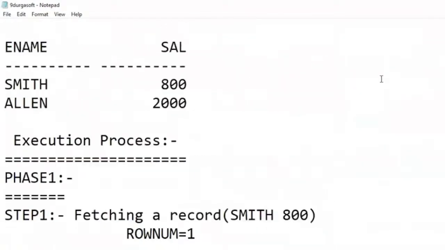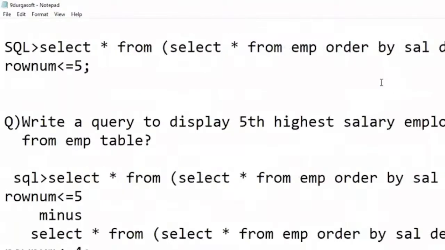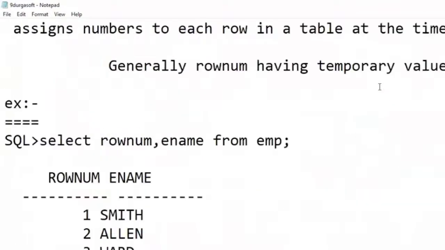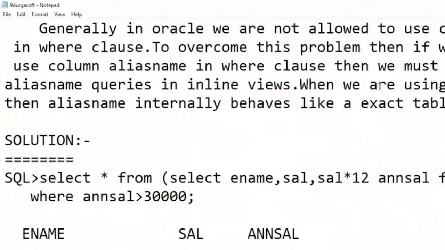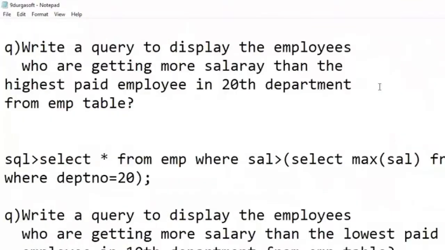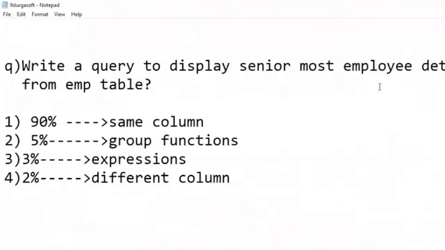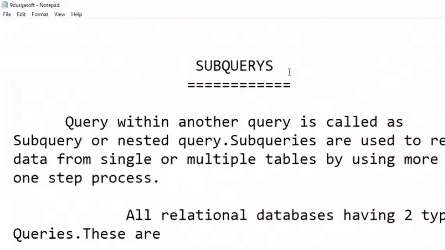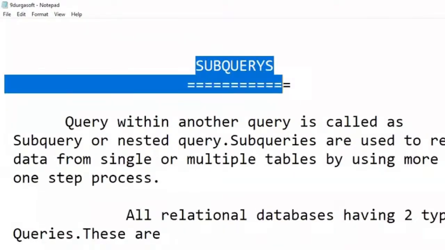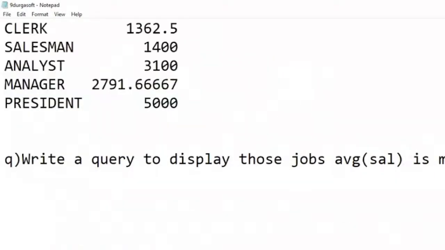Most powerful. A query within another query, but only one or two lines of coding. Observe it. These are all the things we are learning one of these days. These are main chapters. In a database also, subqueries are there. Observe here, subqueries are most powerful. In this chapter only we are learning about interview questions.